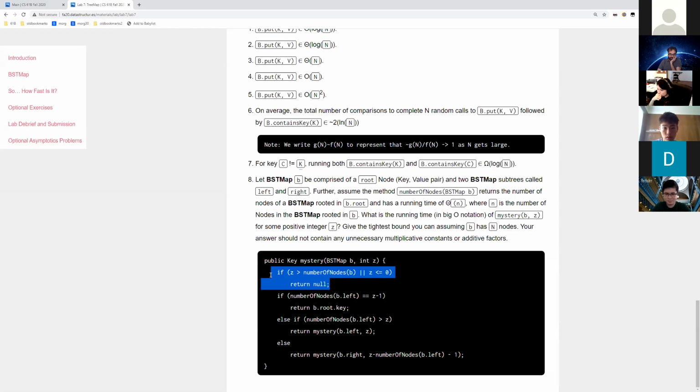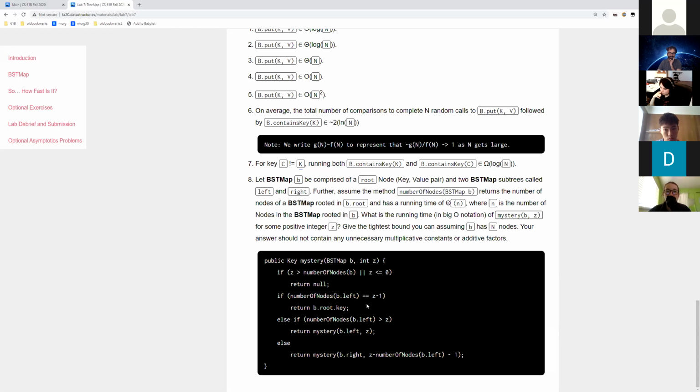So the base case is Z is less than or equal. Okay, so it returns a key. All right. If Z is less than or equal to 0, or Z is greater than the number of nodes in the current tree, it gives nothing. Okay. If the number of nodes in the left tree is Z minus 1, then we return the current item. If the number of items, we're just trying to find the runtime.